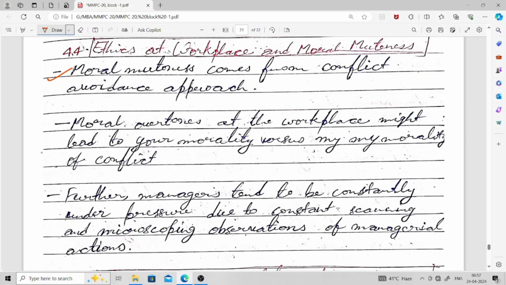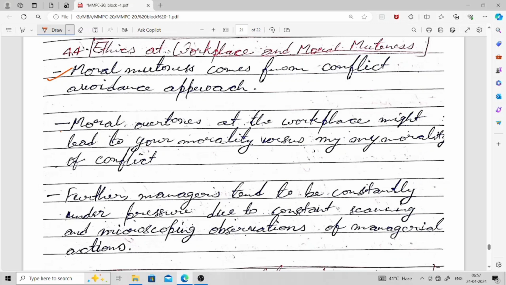It means managers tend to avoid moral conflicts. So that's why it is given that moral overtones at the workplace might lead to your morality versus my morality conflict. Moral overtones means that if anyone talks about his or her morality or moral values, then those values may be in conflict with the moral values of the other person.